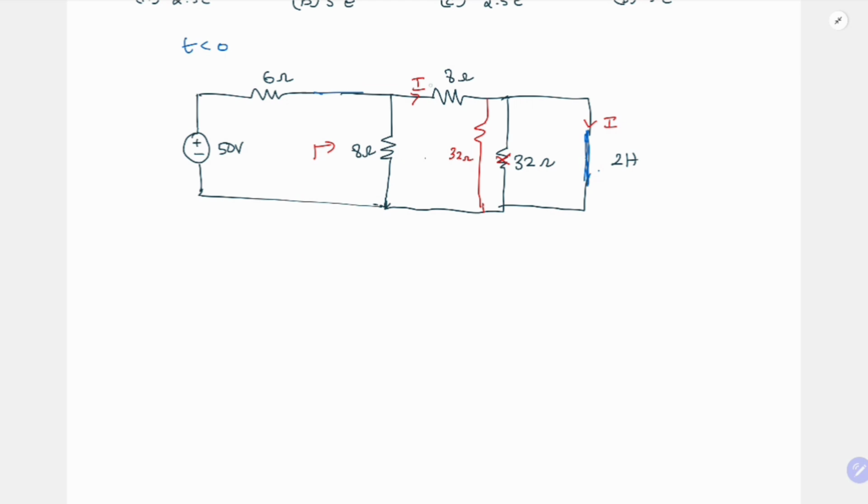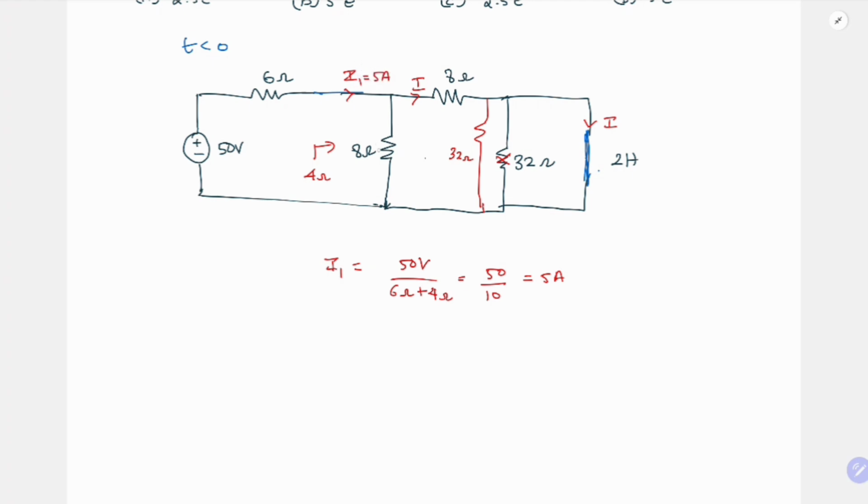So effectively the equivalent resistor is 8 ohm in parallel with 8 ohm. So this becomes 4 ohm. So what is this current I1? I1 is equal to 50 volt by 6 ohm plus 4 ohm, which is 50 by 10, which is equal to 5 ampere.